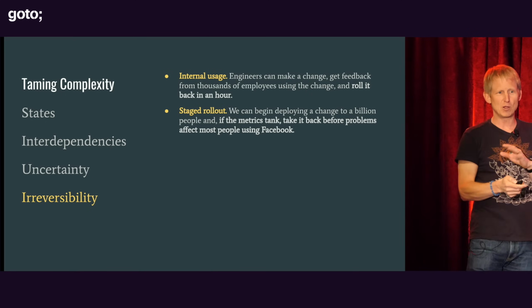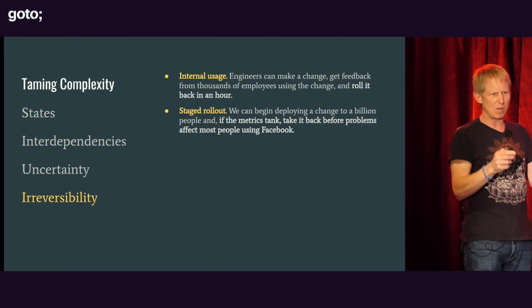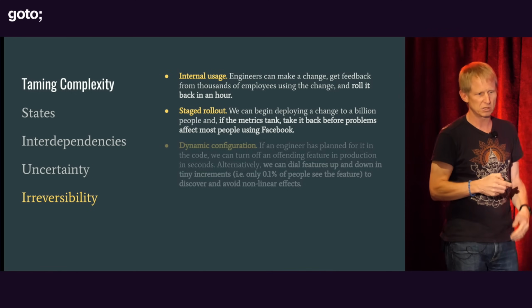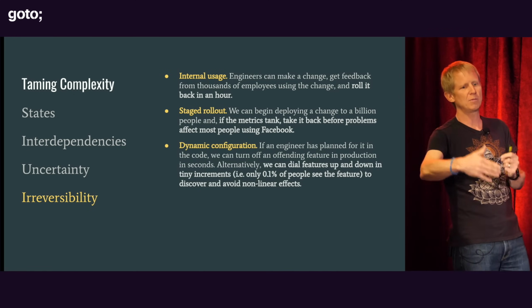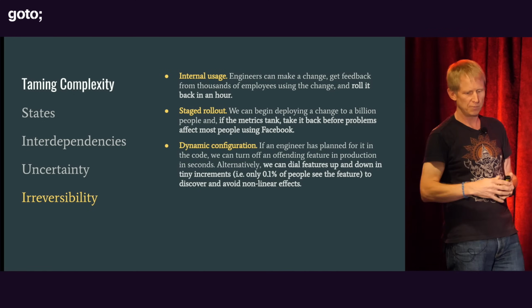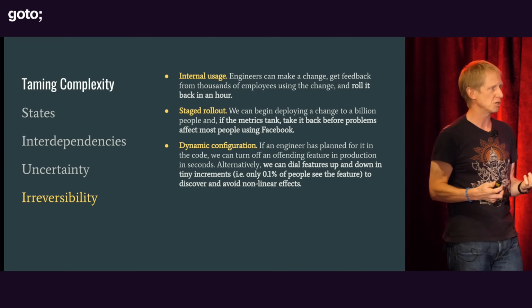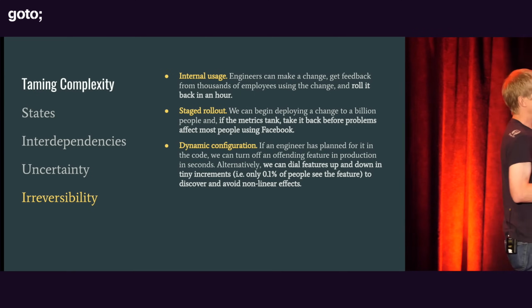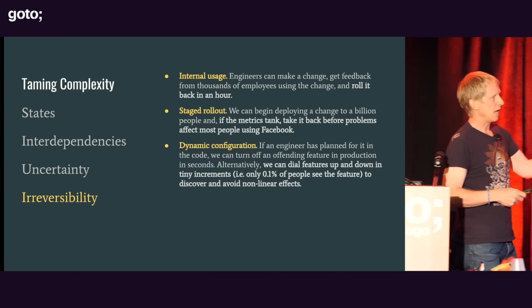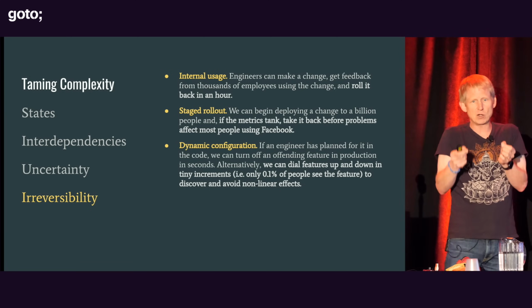You don't have to be that big to benefit from the thought process, though, which is: I do a staged rollout, and I give it enough time that I can learn something before I go further, right? Then they have dynamic configuration, which is really what we already talked about, which is feature flags. How do I turn off a feature in seconds, and/or dial it up and down in a fine-grained way?